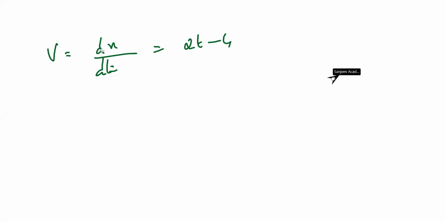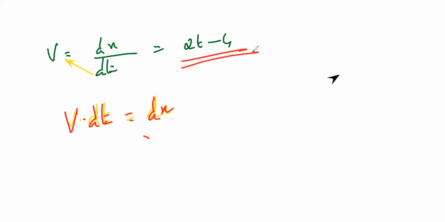Okay, let me just take v dot dt is equal to dx. But what is my velocity value? It is 2t minus 4. So (2t minus 4) into dt is equal to dx.